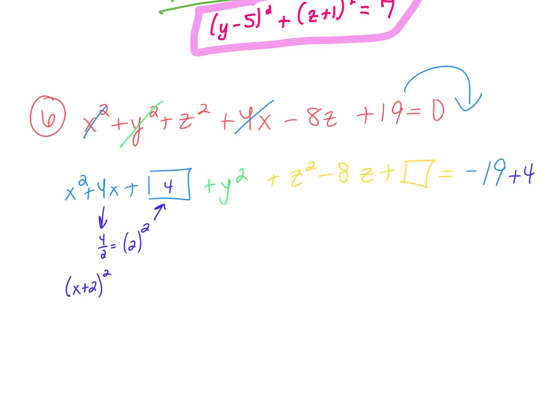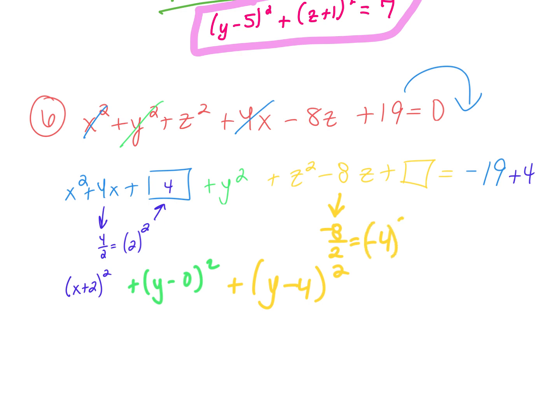We just said there's nothing with y squared. It's a 0. 0 divided by 2 is 0, so you can just leave this as 0, or if you want a placeholder here, that's fine. But if there's no letter to the first power, then it's just 0. No big deal. So now I'm going to take my negative 8. Negative 8 divided by 2 is what? Negative 4. So this is plus z minus 4 squared.